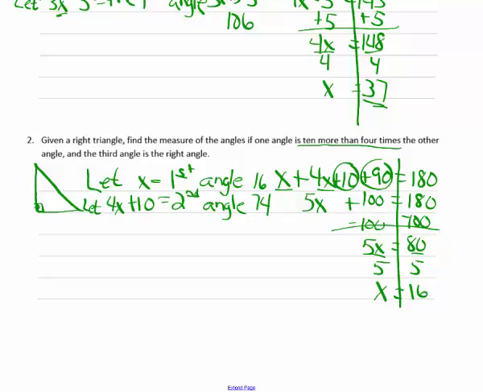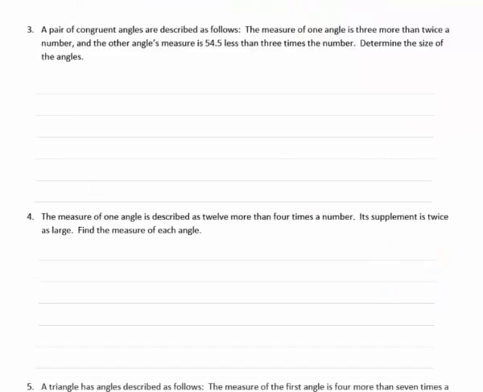All right, moving on. A pair of congruent angles. What does congruent mean? Congruent means that they're equal. Are described as follows. The measure of one angle is 3 more than twice a number, and the other angle is 54.5 less than 3 times the number. Determine the size of the angles. So we're going to let x equal the number.